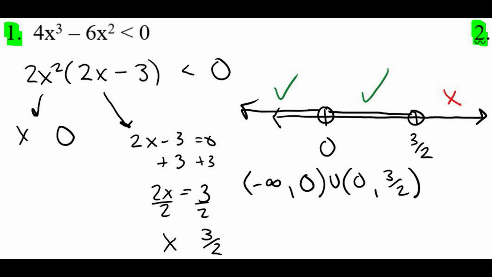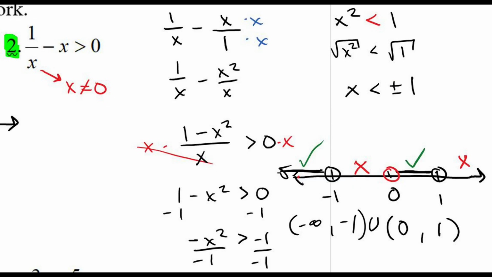Okay. Let's look at number 2. So for number 2, at the very beginning of this problem, we have some division. So we've got to figure out what x cannot equal. Well, x cannot equal 0 because if it is, you'd have 1 divided by 0, and that would screw everything up. So that's one of my critical values. Over here on the left, I turn x into a fraction and combine these, and you end up with 1 minus x squared is greater than 0. Subtract 1 from both sides. At the end of the day, you end up with x is less than plus or minus 1.